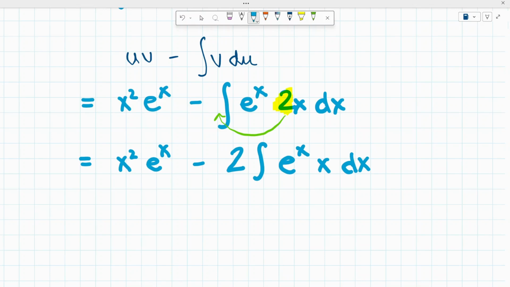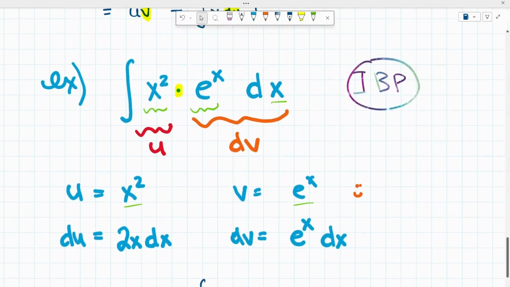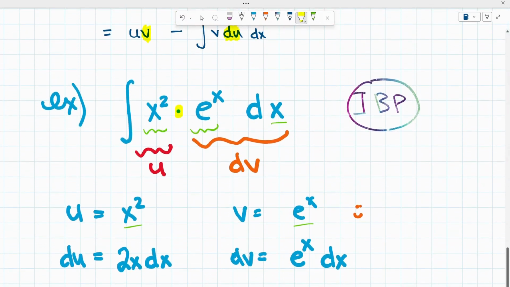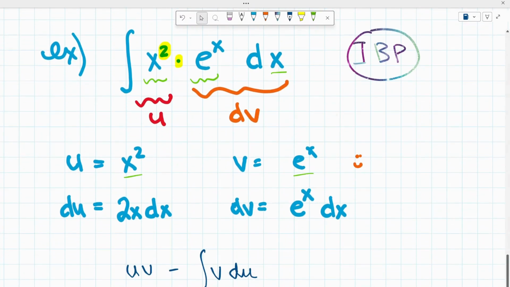Are we done? Wait a moment. We still have the multiplication between two different terms within our integral. In part 1 of this video series, after we did integration by parts once, we were good to go. However, what you have to notice here is that we have x to the power of 2. And because of that, when we take the derivative once, we only knock down one power of x.